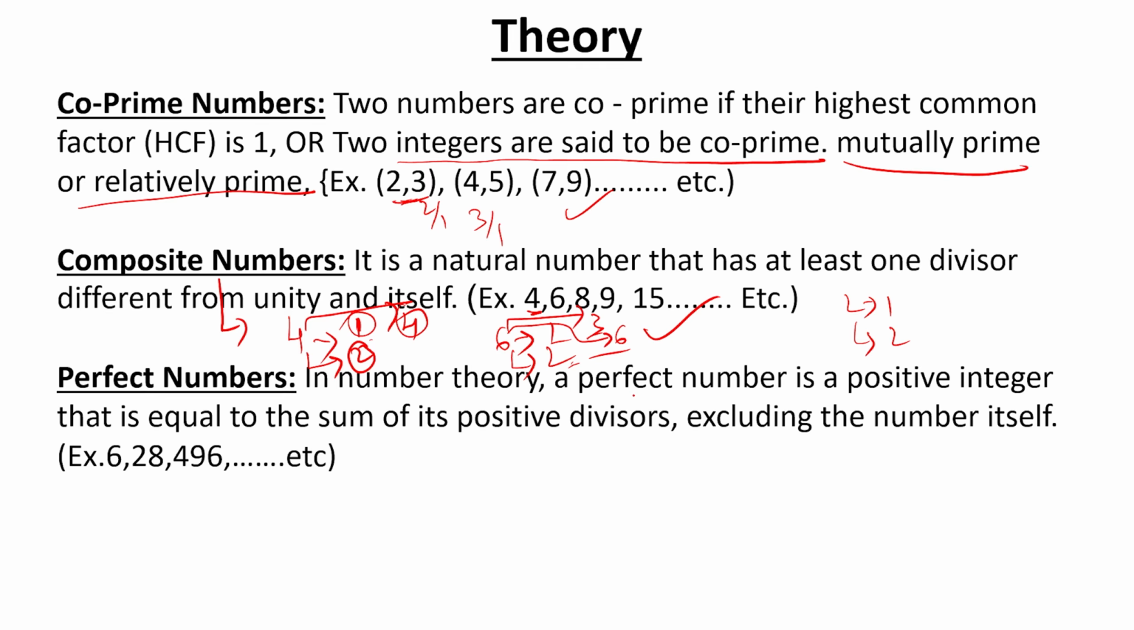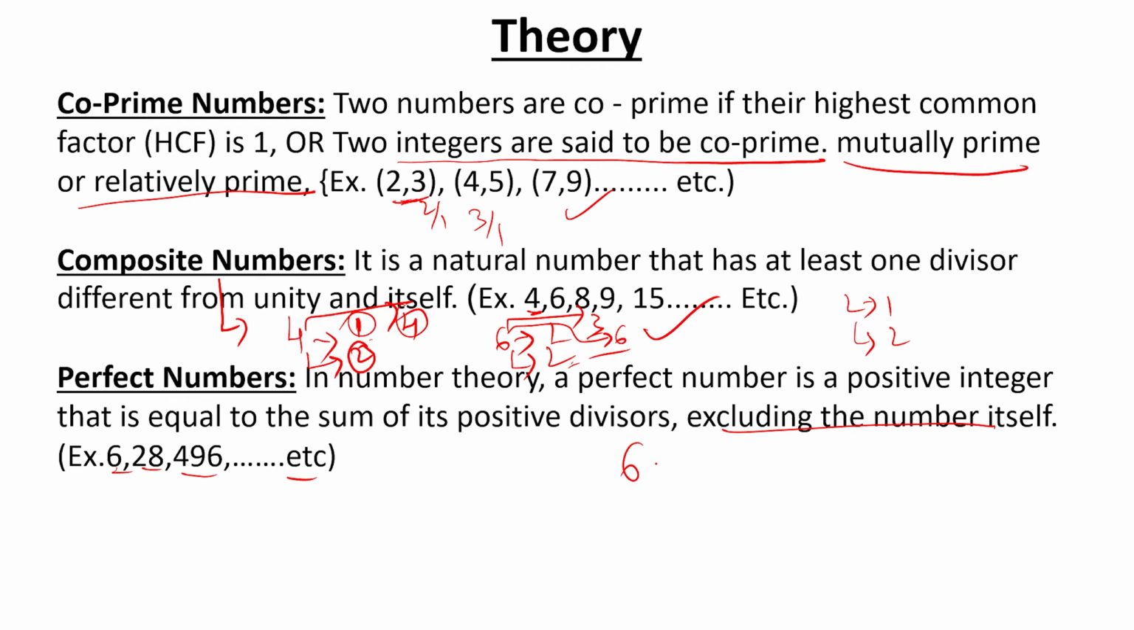In number theory, a perfect number is a positive integer that is equal to the sum of its positive divisors, excluding the number itself. Examples: 6, 28, 496, etc. A perfect number is a positive integer that is equal to the sum of positive divisors, excluding the number itself.